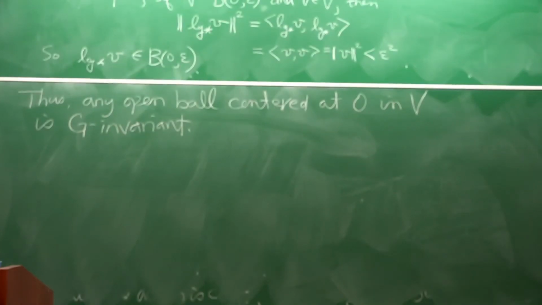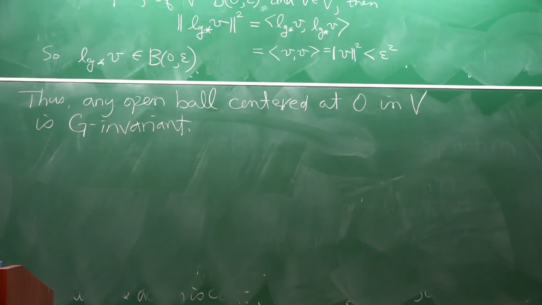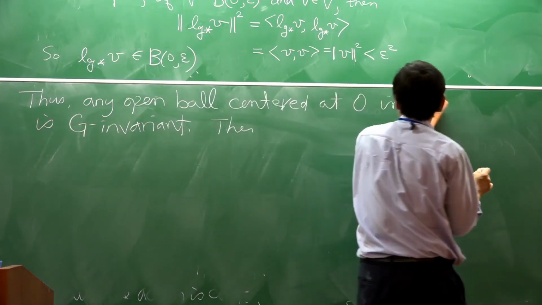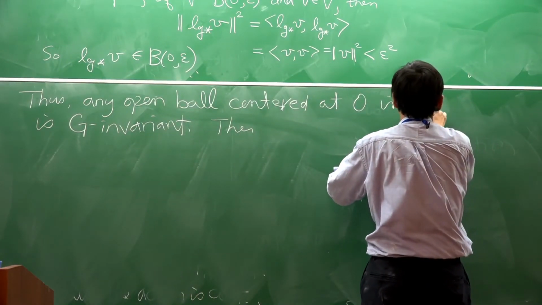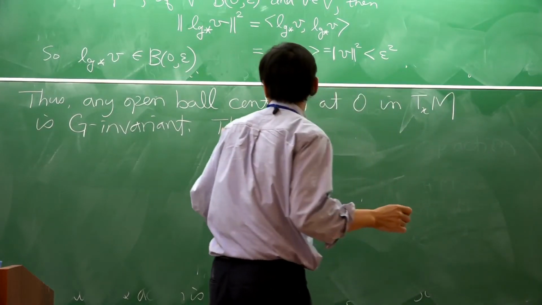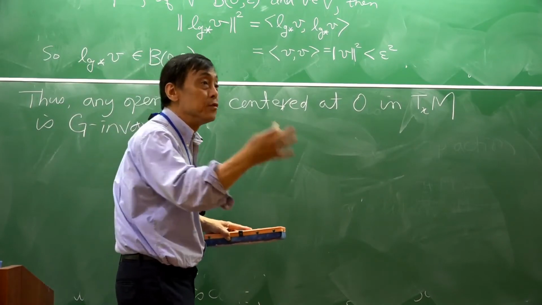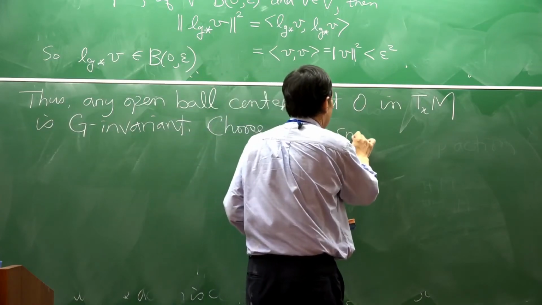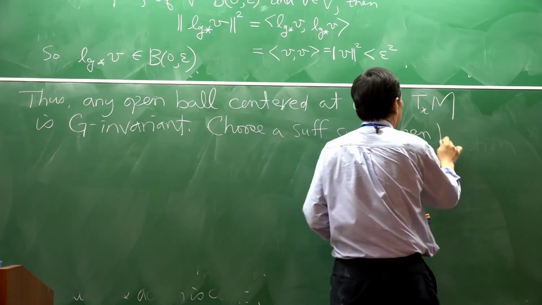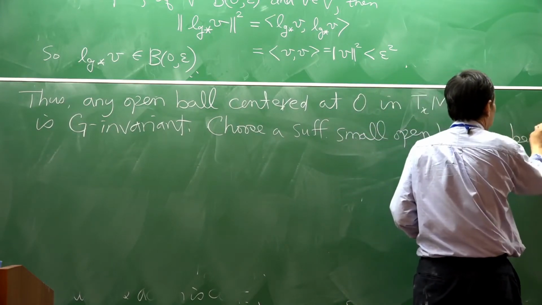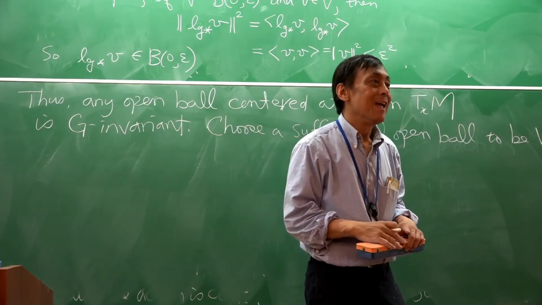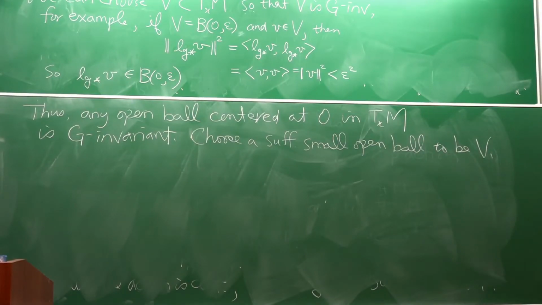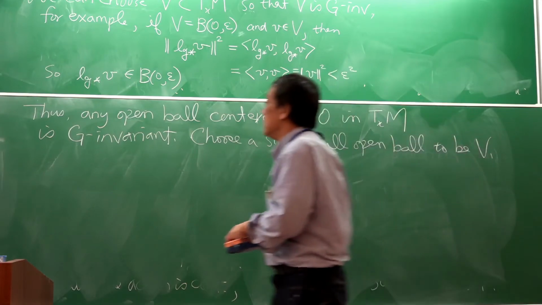Okay, so here I can choose a G invariant open ball. Then any open ball centered at 0 in the tangent space is G invariant. So we choose a sufficiently small open ball to be V. It has to be sufficiently small so that the exponential map is defined on it.